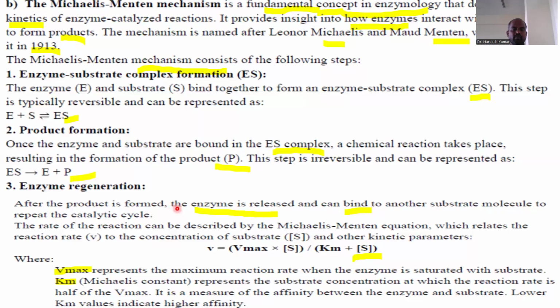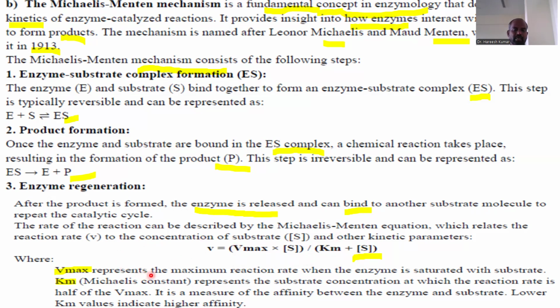After the product is formed, the enzyme is released and can bind to another substrate molecule, so it repeats the catalytic cycle. The rate of reaction can be described by the Michaelis-Menten equation, which relates the reaction rate V to the concentration of the substrate and the other kinetic parameters. That is, the enzymatic reaction rate V is equal to Vmax into the concentration of the substrate upon the Michaelis-Menten constant plus the substrate concentration.